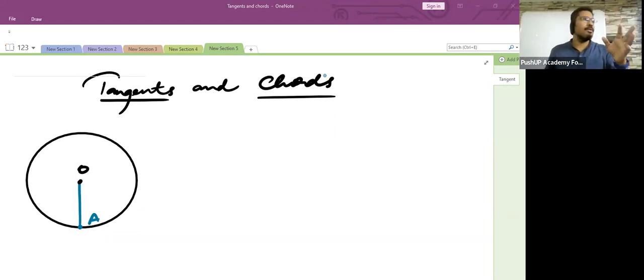You can give me a rough idea, no? Yes, sir. That is perpendicular to the radius. No, I'm not asking you the property of a tangent. I'm asking you what a tangent is.